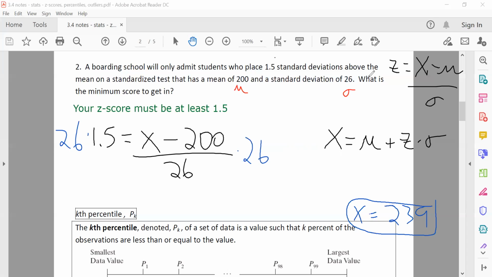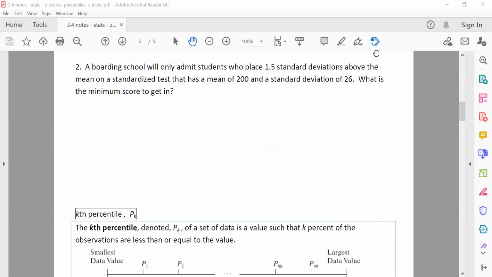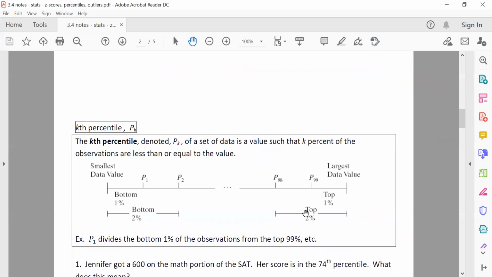So z-score is important. We're going to be talking about z-score pretty much now for the rest of this course. We're going to look at it from different perspectives, and we're going to see z-score is something that will not be going away anytime soon.